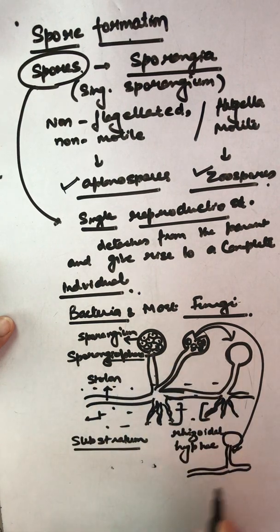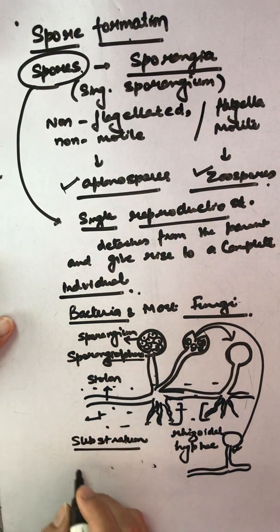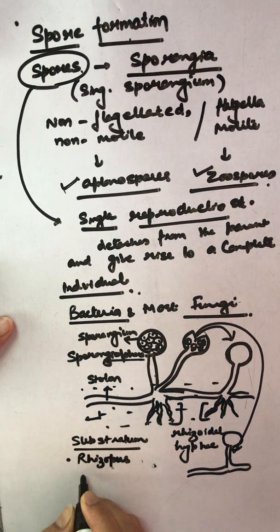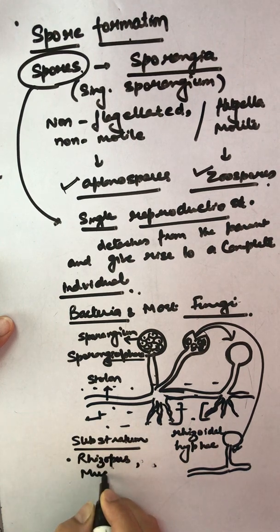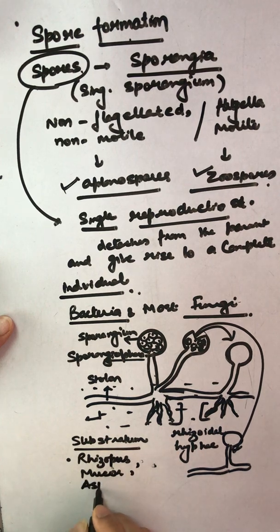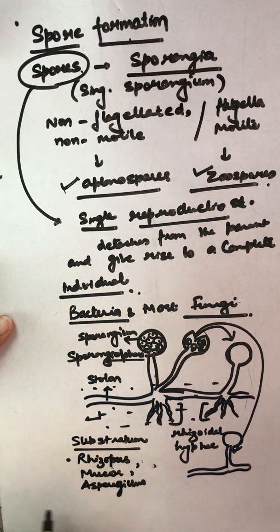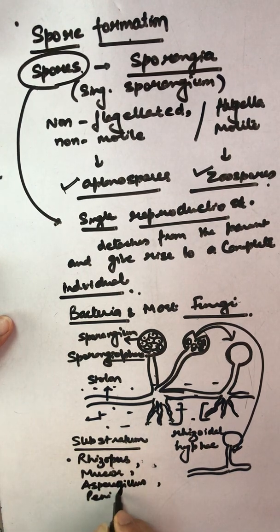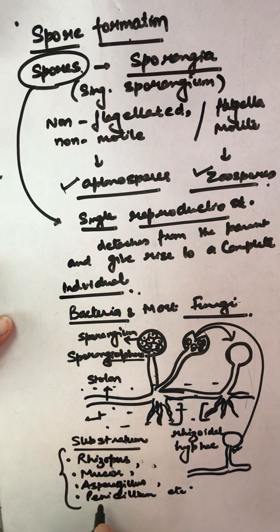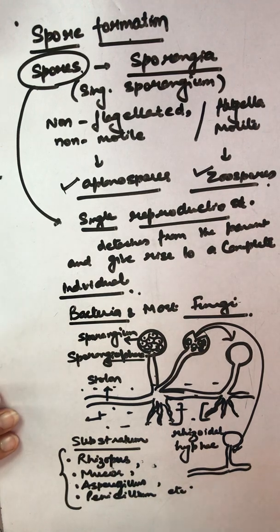The examples for this kind of spore formation that we are discussing here are Rhizopus, fungal species, Mucor, another fungal, Rhizopus, Mucor, Aspergillus, and Penicillium. Alright, so these are the few examples. This is spore formation in fungi and in bacteria.